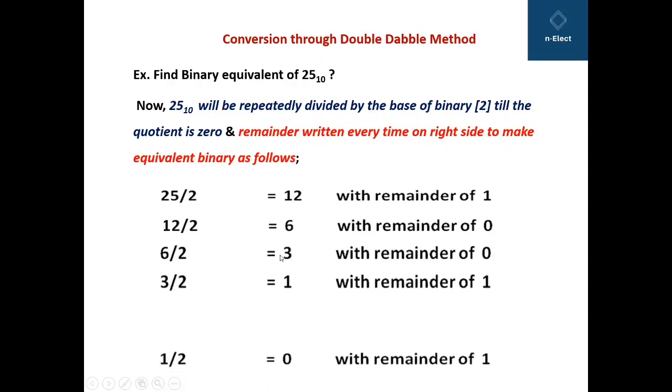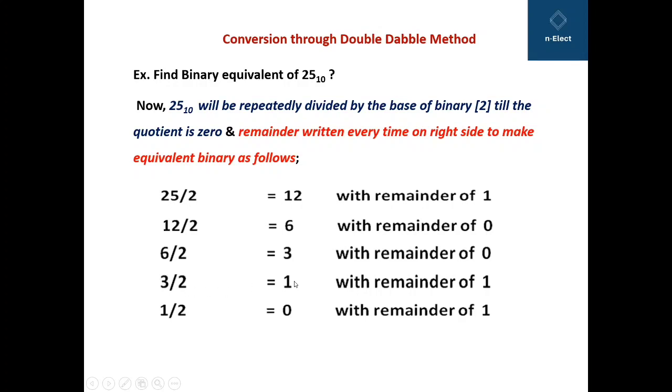Then I will divide 3 by 2. I will get quotient 1 and remainder 1. And then finally I will take 1 here and divide it by 2. See, here I cannot take 0.5 because binary numbers consist of either 0 or 1. So there will be no division as such. So 1 by 2 will not be possible here. So I will write the quotient as 0 and 1 will remain as it is. So it will be called the remainder.